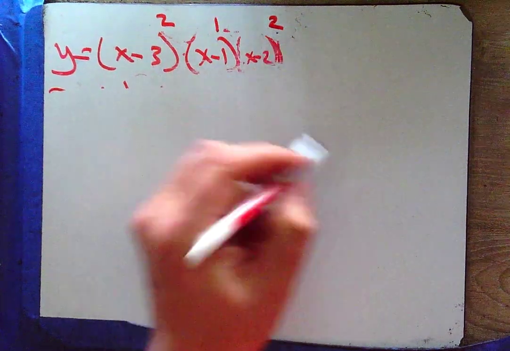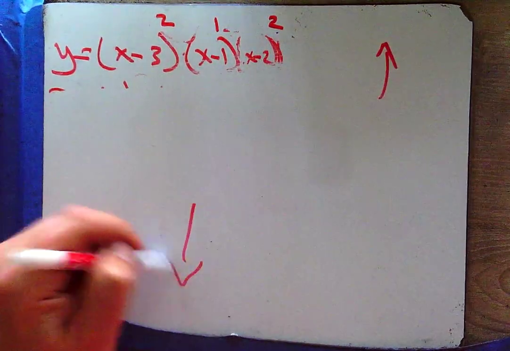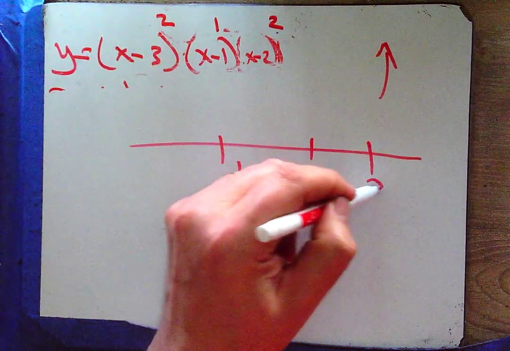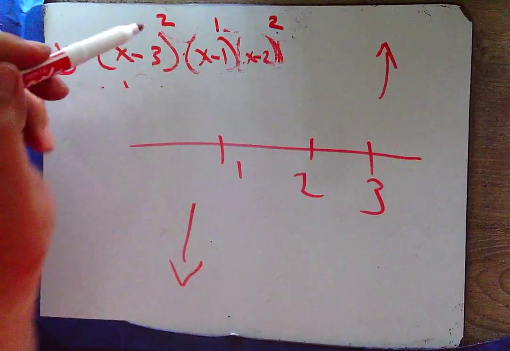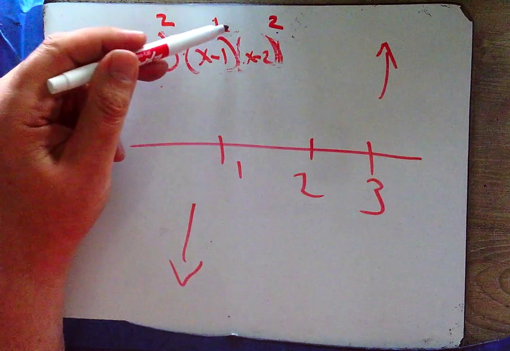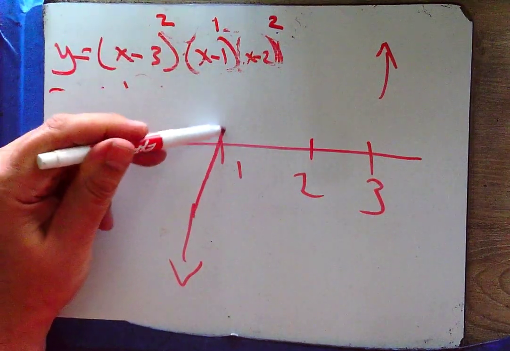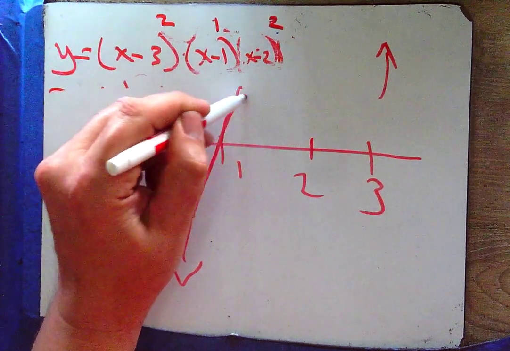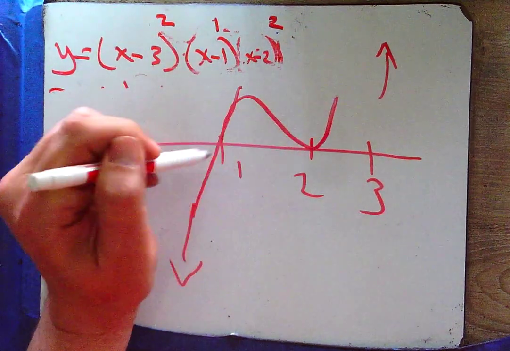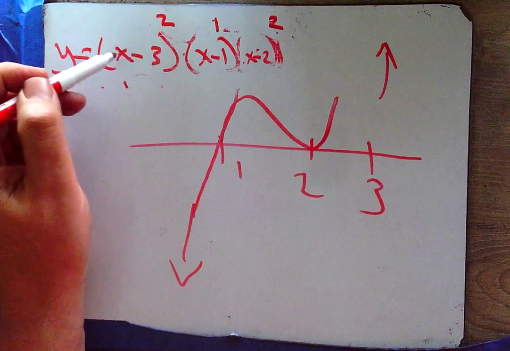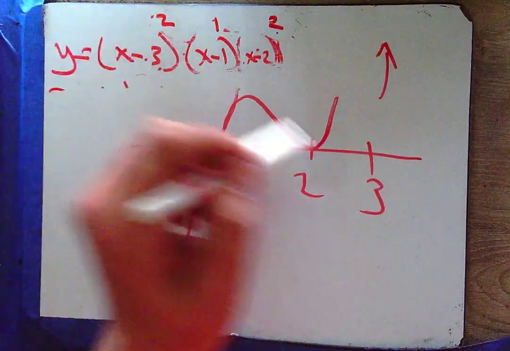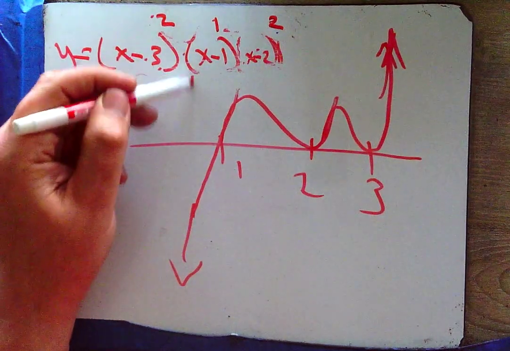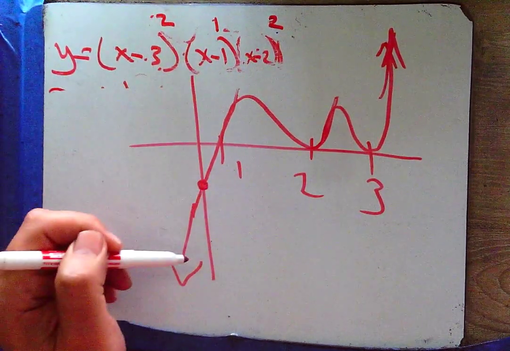We know this is a 5th degree polynomial, so that's my end behavior. We know that there are zeros at 1, 2, and 3. Now, at 1, I see x to the first, so I know I'm just passing through. But at 2, that multiplicity of 2 means a bounce. I have to bounce off of x equals 2. And then what? Well, when I get to x equals 3, there's another bounce. And so there's my graph. Don't forget to label the y-intercept.